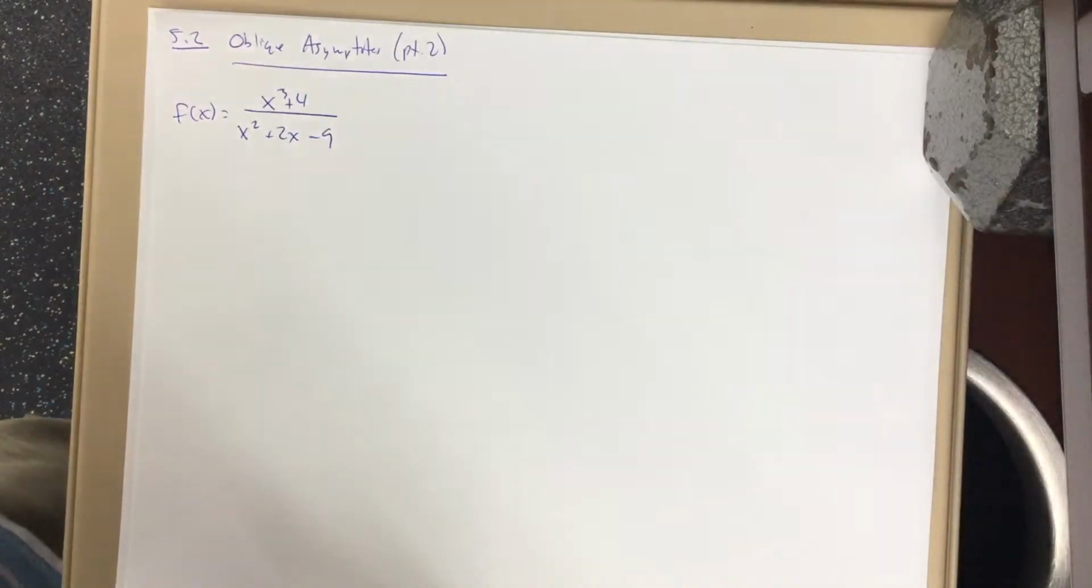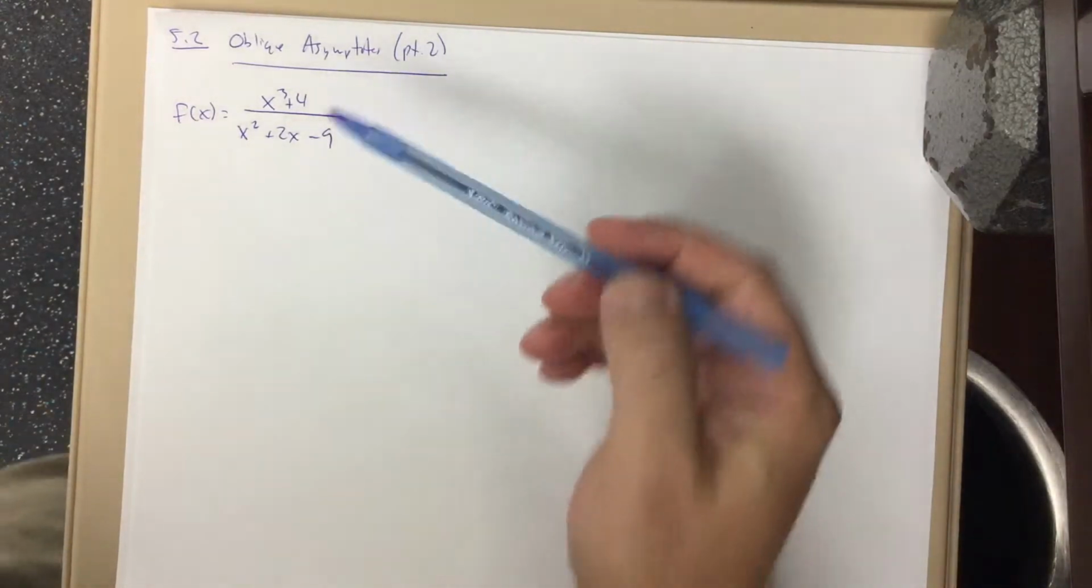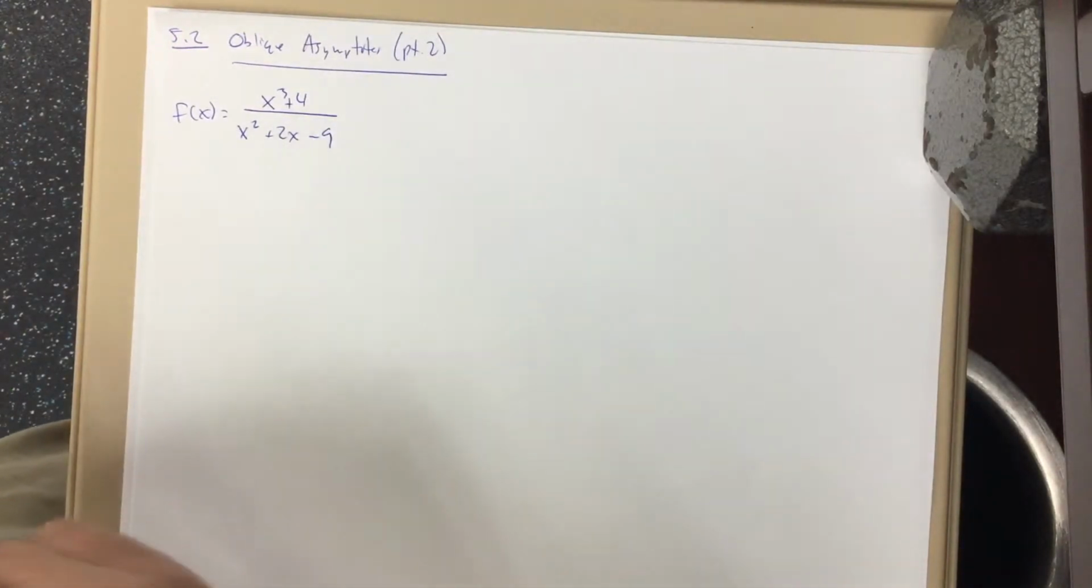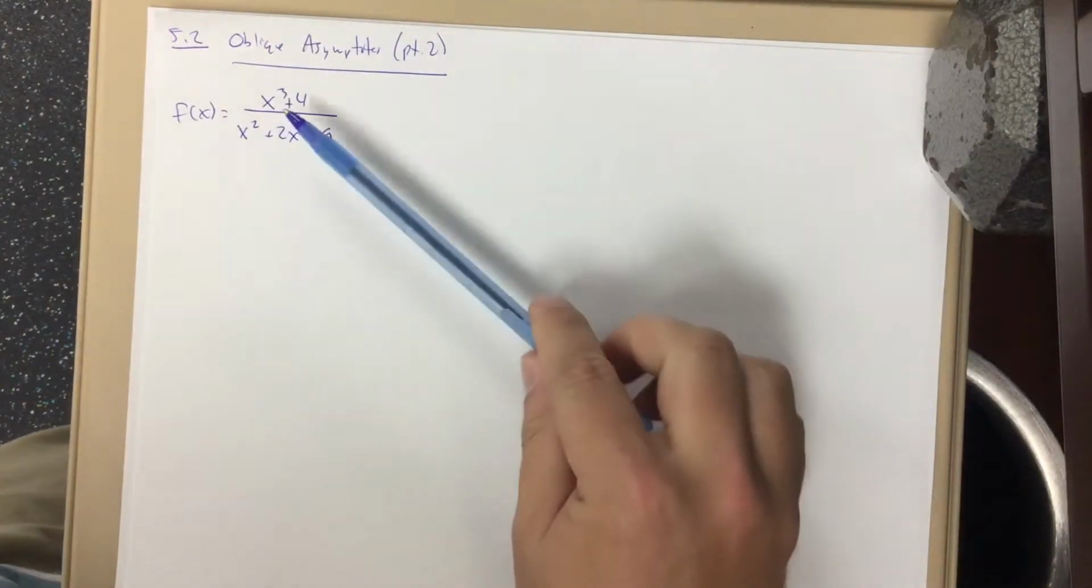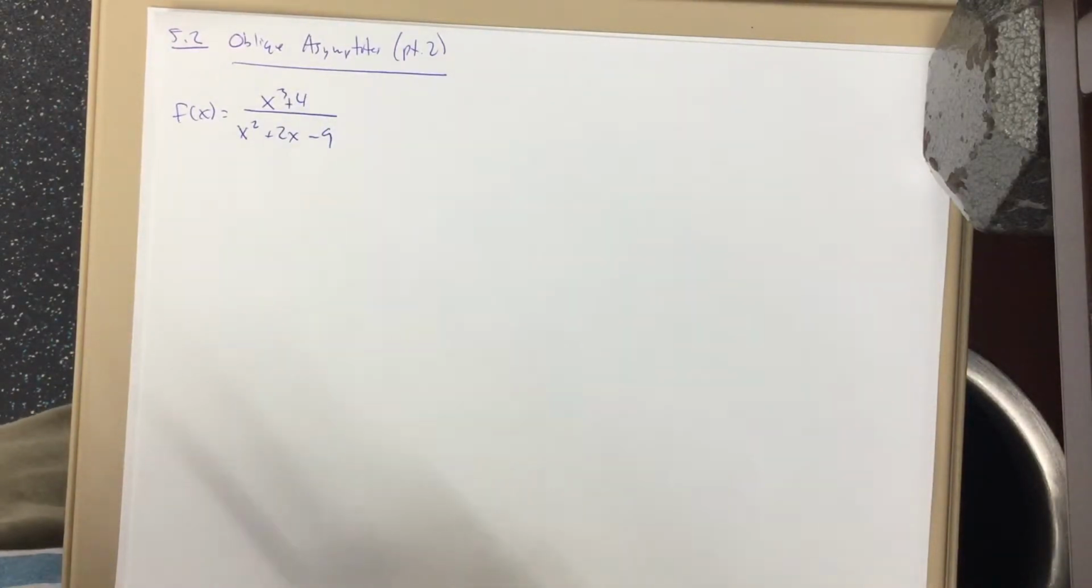All right, guys, I wanted to look at one more situation with oblique asymptotes before we left this one behind, and it's really just to look at some issues that can happen with the division of it. So if we look at this one, we've got x cubed plus 4 over x squared plus 2x minus 9, and the degree of the numerator is exactly 1 more than the degree of the denominator, so we're going to have an oblique asymptote.